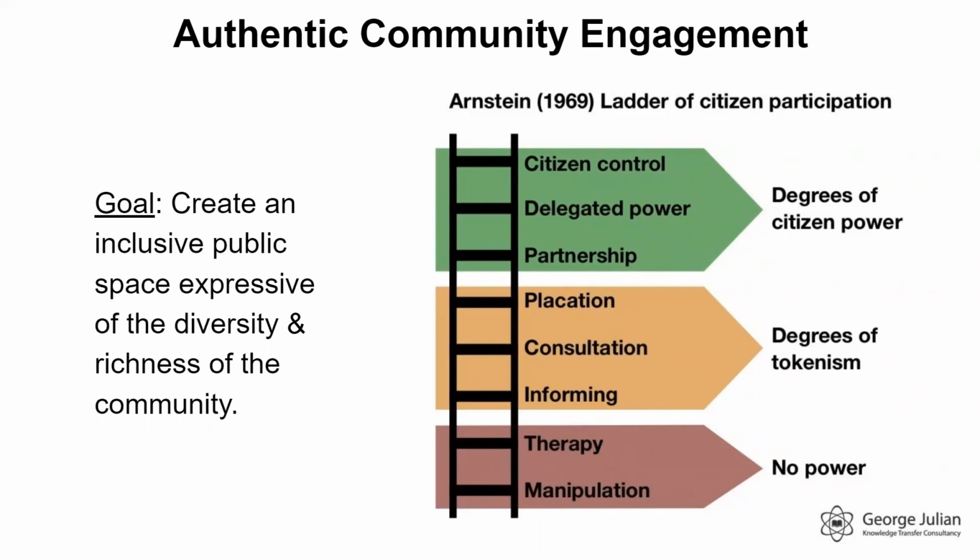At the top, we have citizen control and delegated power, and partnership is where we want to be, where citizens are part of this design process and hopefully foster it, and it's also more representational of the diversity of the community. And again, the goal of this is to create inclusive public space expressive of the diversity and richness of the community. In this instance, Warrenton, North Carolina, but really any community in which we are working.